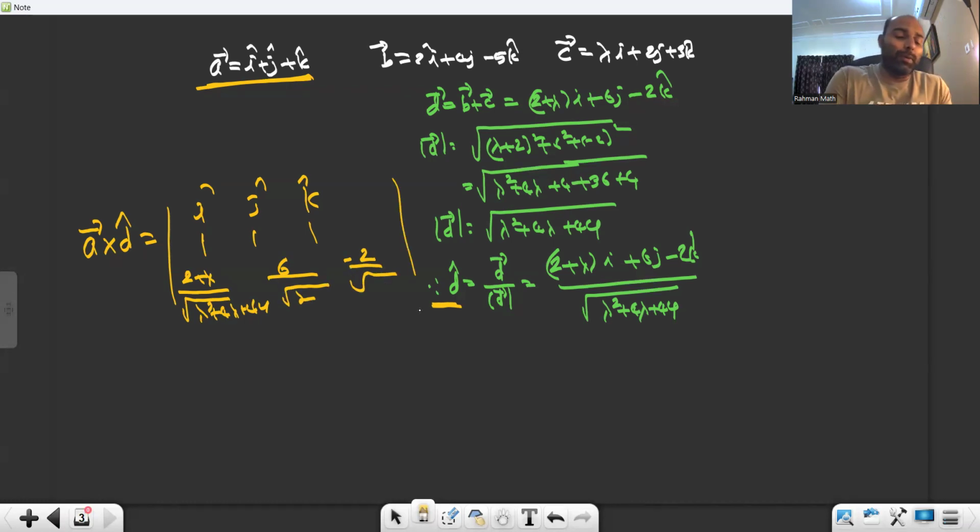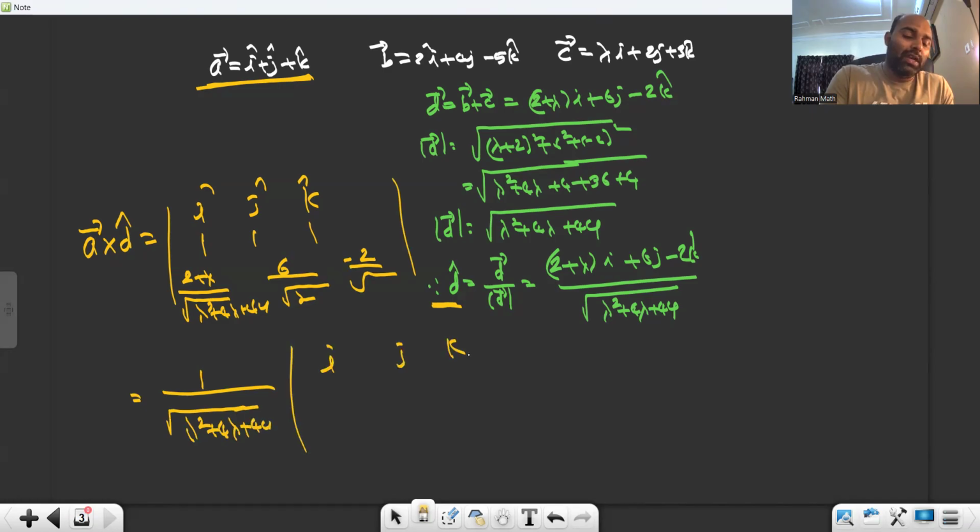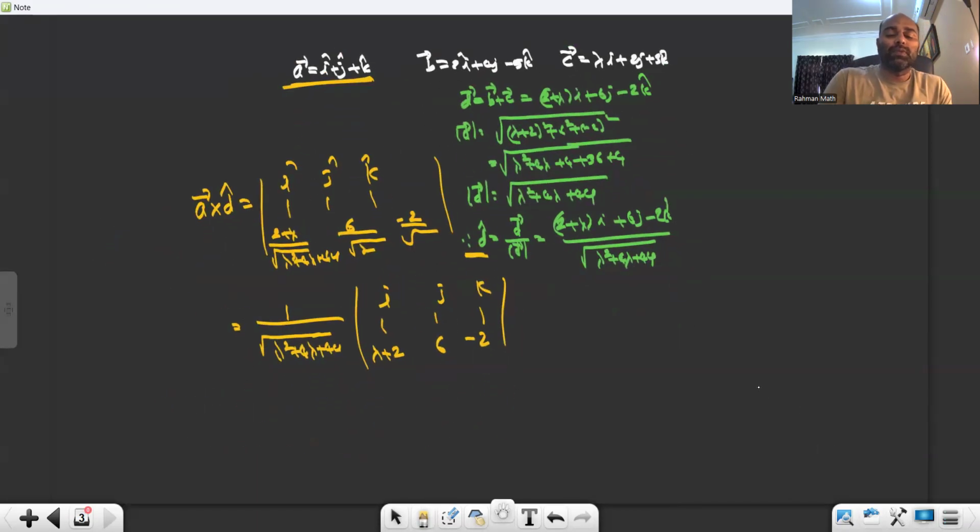I told you determinants have a property. If any row or any column has a common term, it is applicable only in determinants, not as a matrix. Matrices means everywhere should be common. The common term, I took it outside. Then i, j, k; 1, 2, 1; lambda plus 2, 6, minus 2. This one you have to find the determinant. So it will be 1 by root of lambda square plus 4 lambda plus 44.